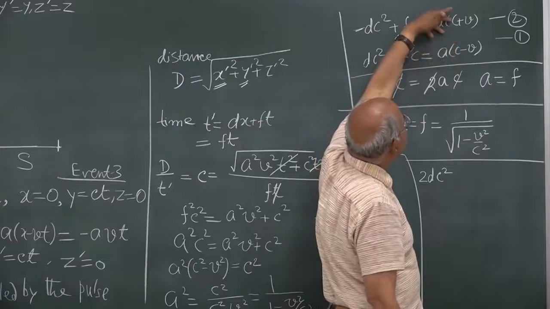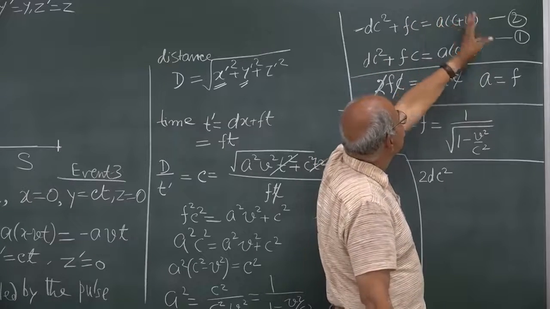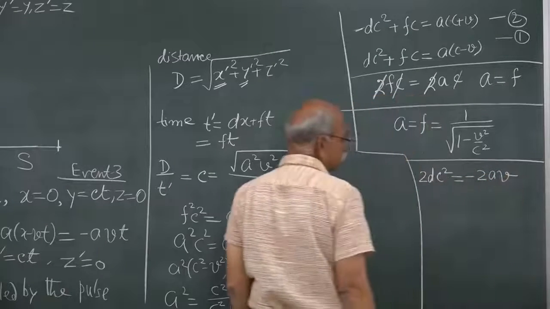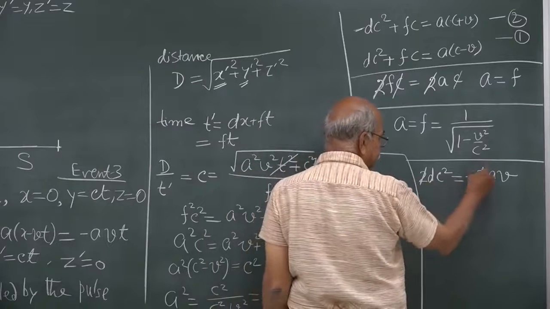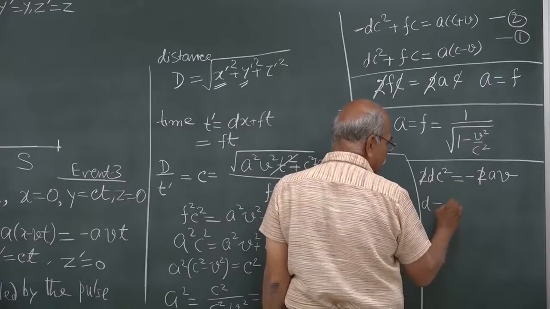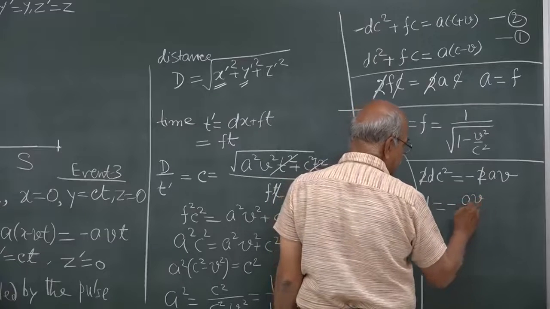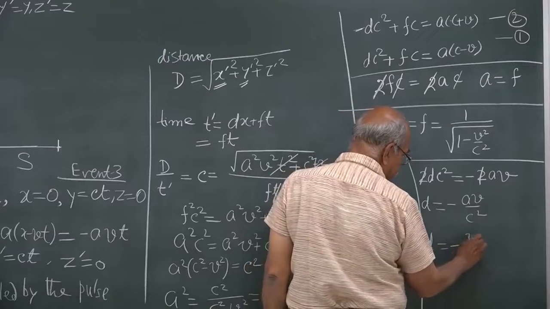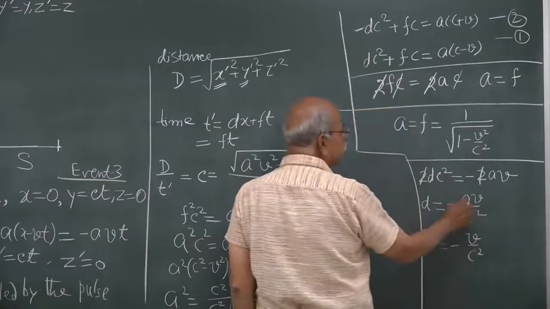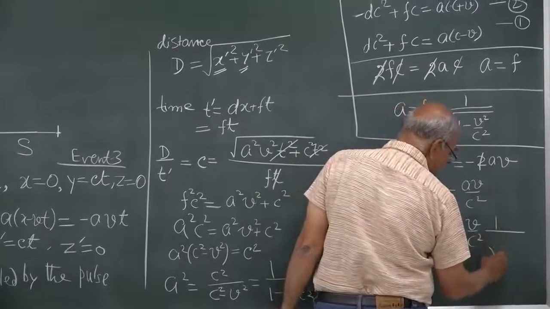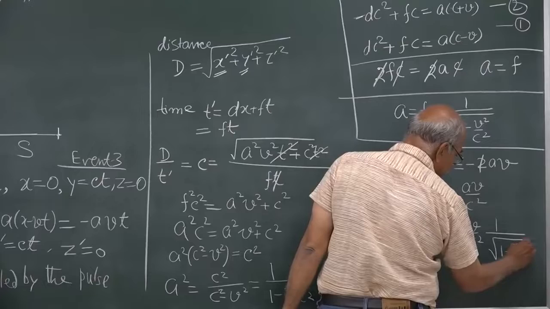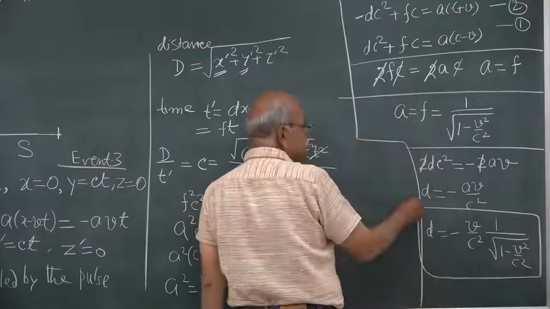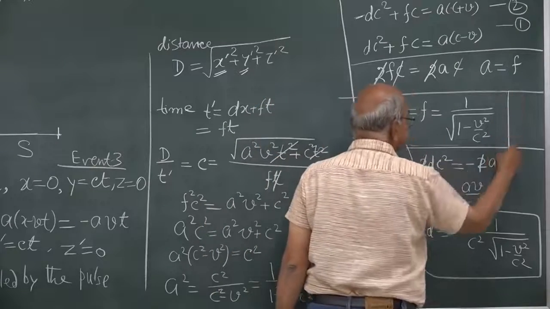So, AC and this AC cancels out, and minus AB and minus AB is minus 2 times AB, and hence D is equal to minus AV by C square. So, D is equal to minus V by C square, and then A, and A is here 1 by square root of 1 minus V square by C square. So, I have all the 3 things with us, D is here and A and F are here.